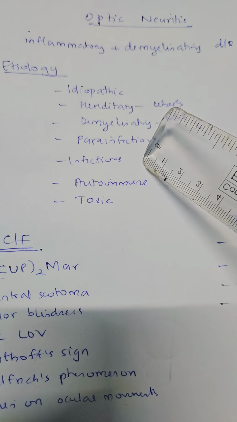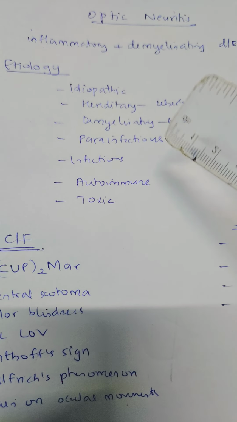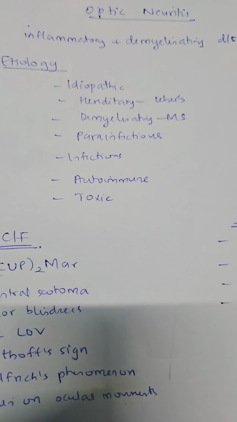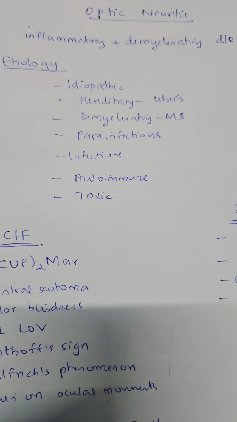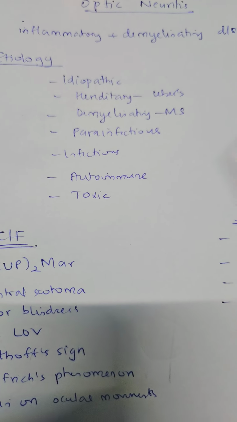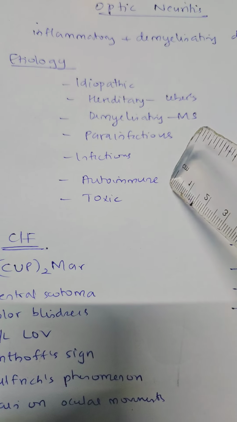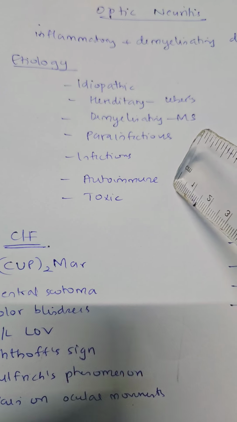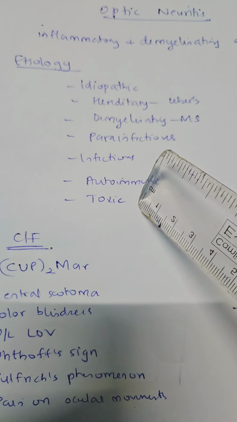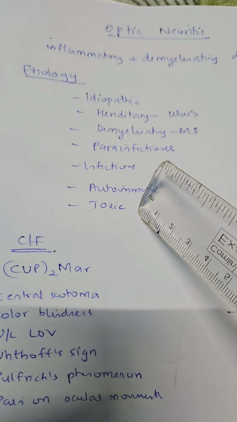And it can be infectious optic neuritis, where some infections are associated with it, like acute ethmoiditis, which is sinus related, or it can be due to infections like TB, syphilis, Lyme's disease, etc. Autoimmune, it can be associated with SLE, polyarthritis nodosa, and other autoimmune conditions like sarcoidosis. And another group is toxic optic neuritis.